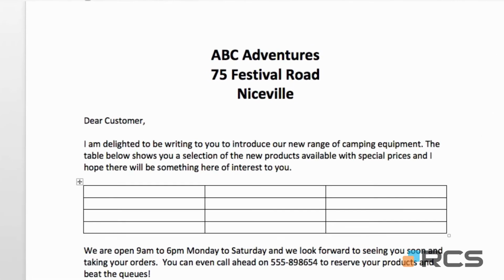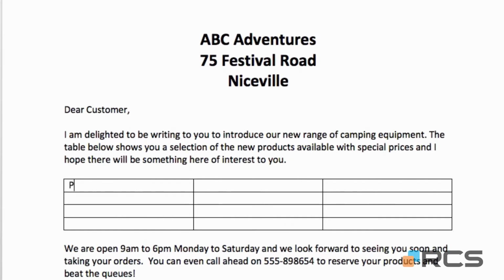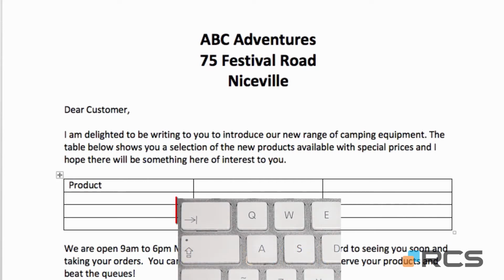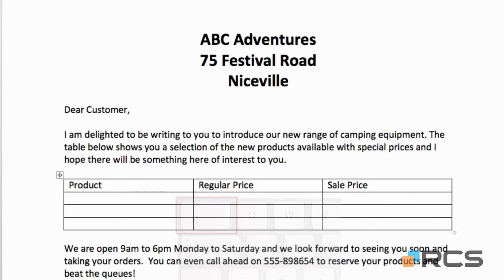So now I can go through and add the text. And my first title for the column is product. I'm going to press the tab key to move to the next column and type in here regular price. And then press the tab key again and type into my final column the title sale price. Again, I'll press the tab key, and the tab key is basically a really good way of just moving between the different cells in the table. You can also use the mouse to simply click into the appropriate cell and start typing.